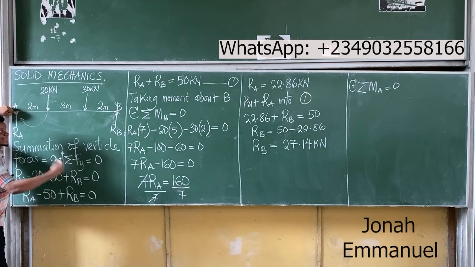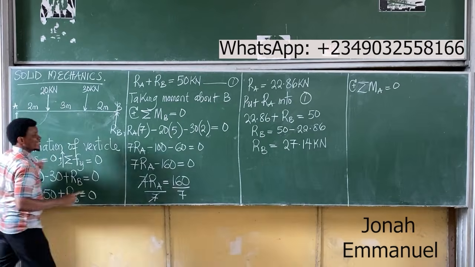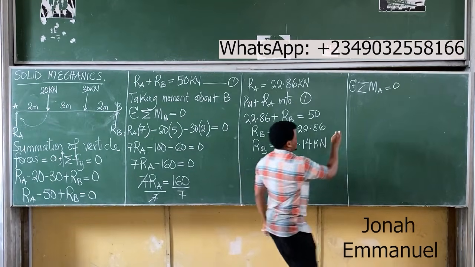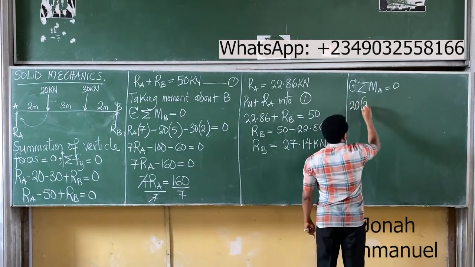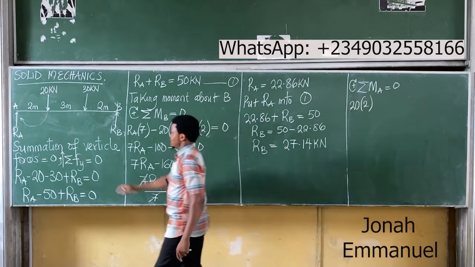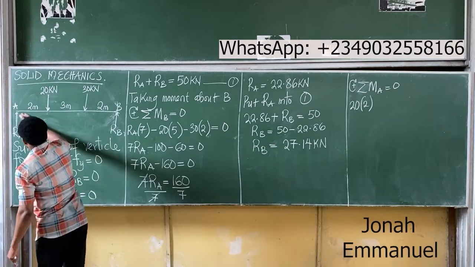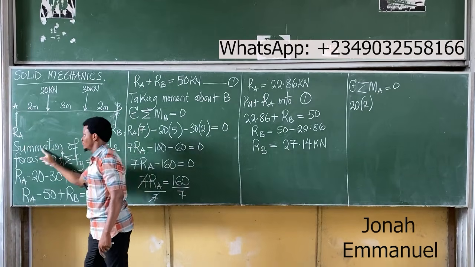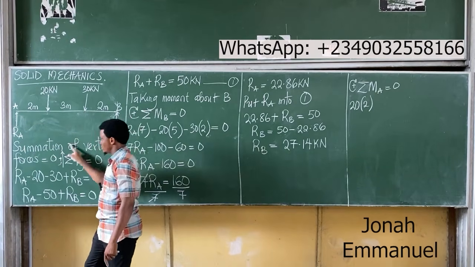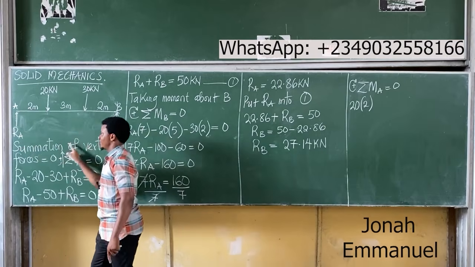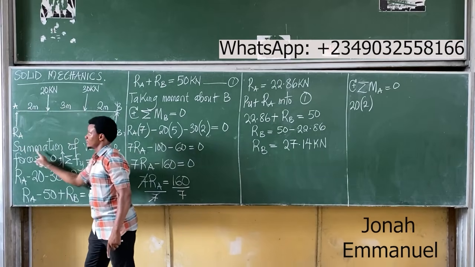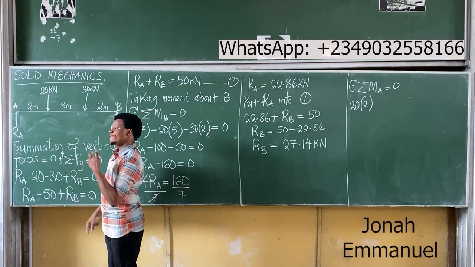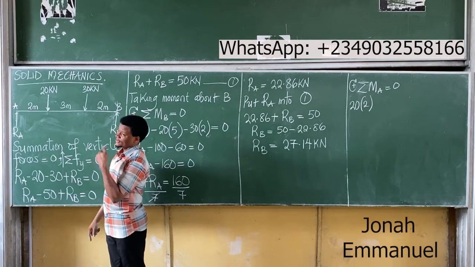Moment is force times distance. It becomes 20 times 2, a clockwise moment. Okay? This force too is coming down to this point like this. What do you have here, clockwise or anti-clockwise? Clockwise. Clockwise makes it positive.